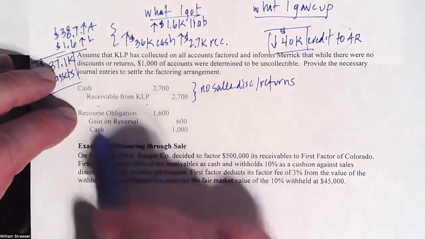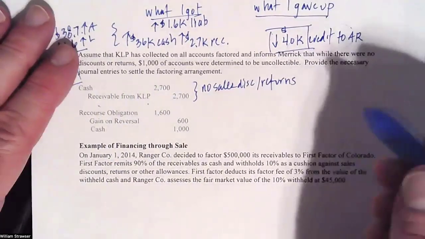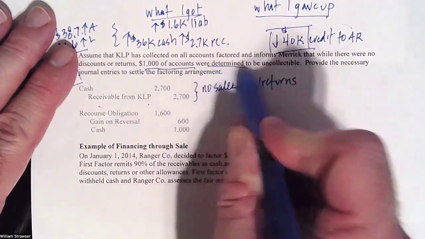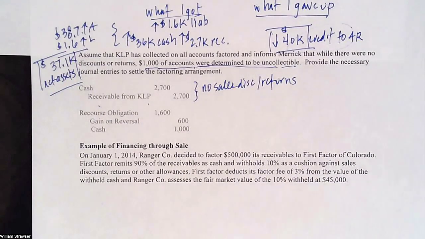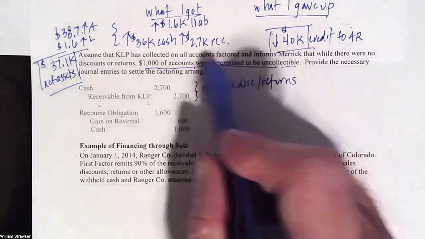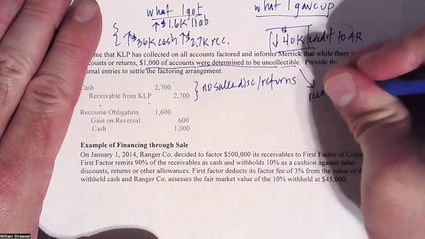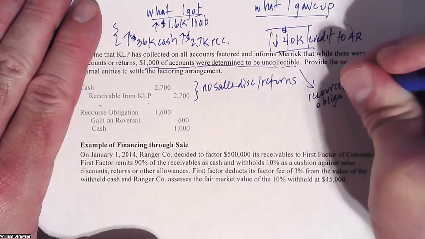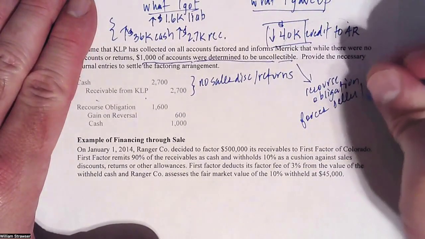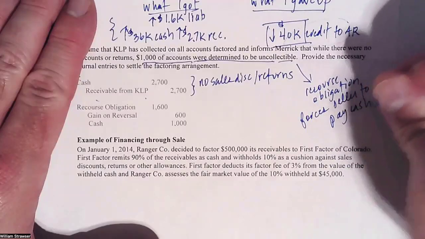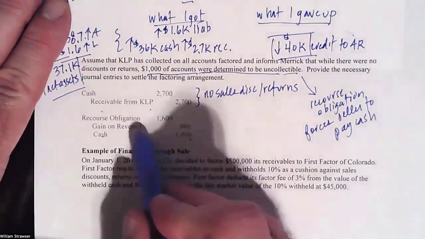Remember, the recourse obligation deals with bad debts. So there was $1,000 of accounts that were determined to be uncollectible. The bad debt of our seller that sold bad receivables to the factor, they have to actually provide cash for that because of the recourse obligation. So the recourse obligation forces the seller to pay this cash. That's the credit to cash. The recourse obligation is settled out.